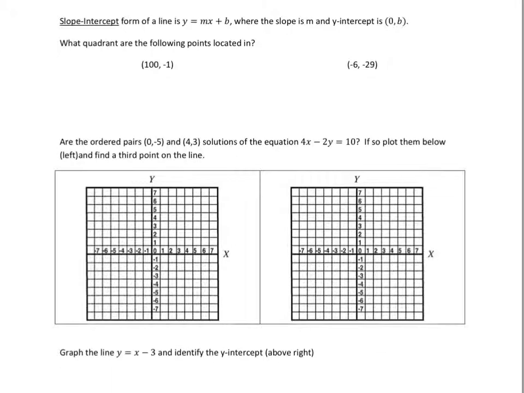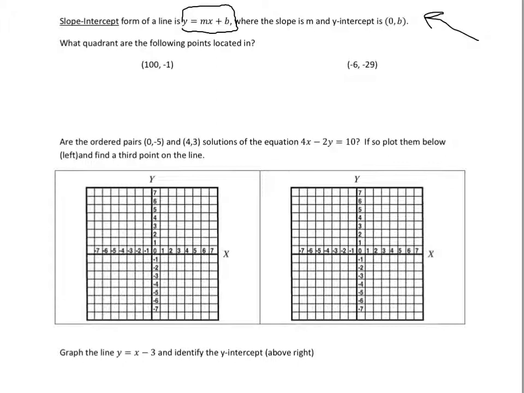So first, we have the slope-intercept form of a line, which is y = mx + b. Some of you are probably familiar with this y = mx + b form, where the letter m is the slope, and the y-intercept is (0, b). We're going to be getting into this in much greater detail in the next 4 or 5 lessons, so I just want to touch on it now, and we'll come back to it in a little bit.